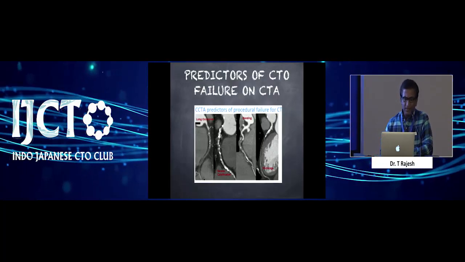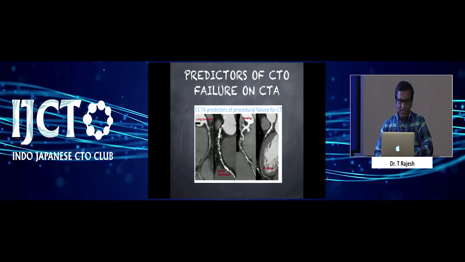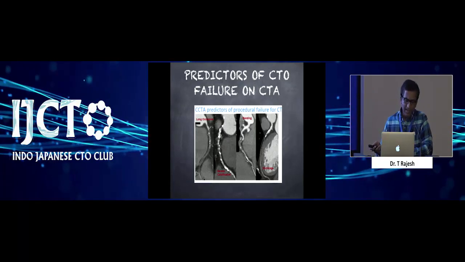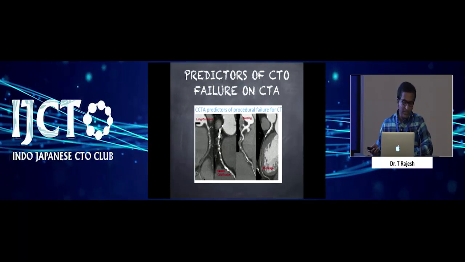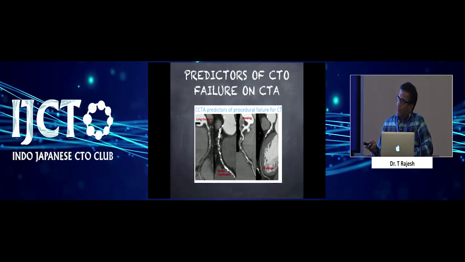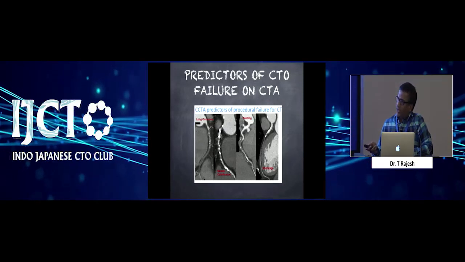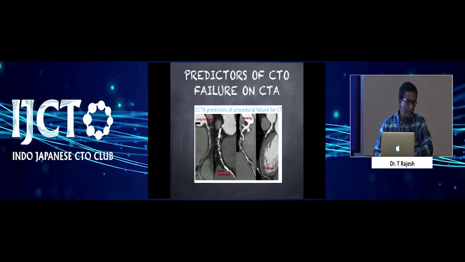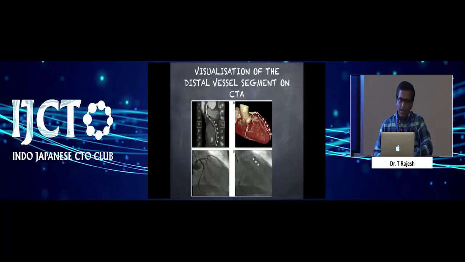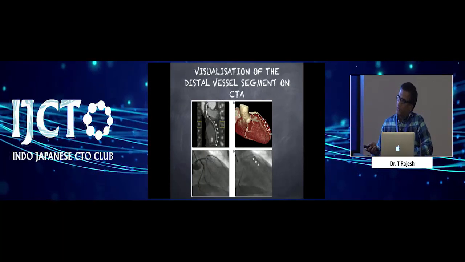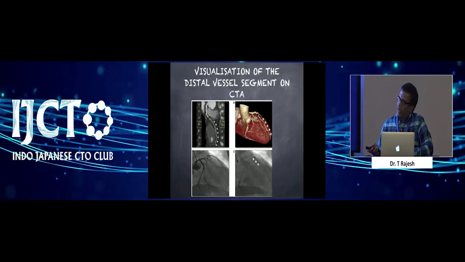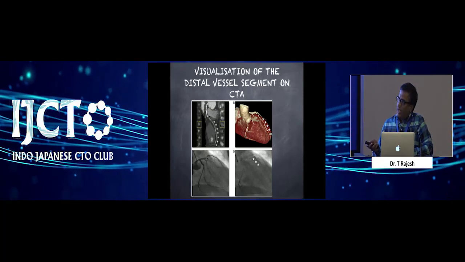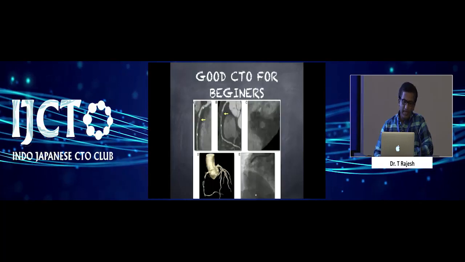Now, what are the predictors of success or failure on the CT angiogram? One is the length of the occlusion. The longer the occlusion, as long as 32 millimeters, the chance of success is going to come down. If you have proximal bending, if you have a lot of calcification, and if you have vessel shrinkage, what is called negative remodeling, the chance of success is going to be low. Again, as this diagram shows, if you have a total occlusion of the LAD, you may not see the LAD on the invasive angiogram, but you can see it well on CT, and you can plan your wire strategies based on this.